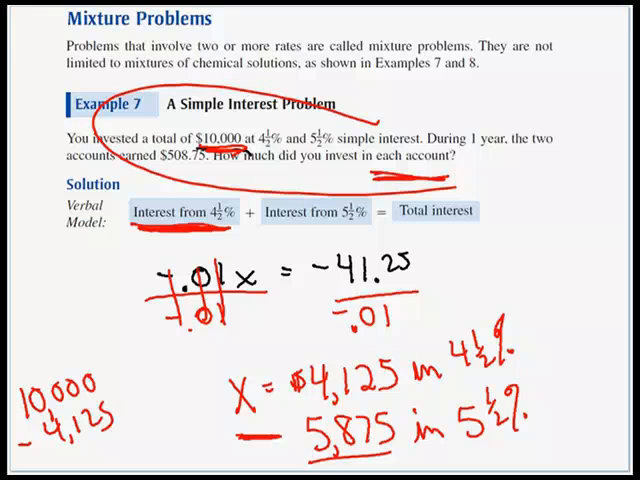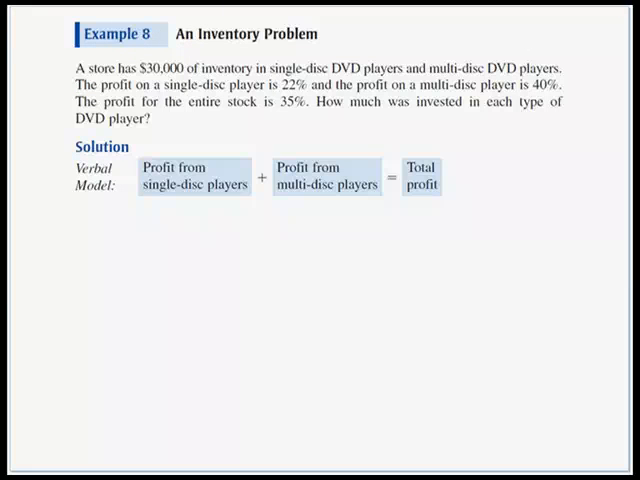Alrighty. Another mixture problem, I think, in example 8. And this one is inventory. A store has $30,000 in inventory in single-disc DVD players and then in multi-disc DVD players. The profit margin on a single-disc player is 22%. The profit on a multi-disc player is 40%. The profit for the entire stock in the warehouse is 35%. So how much is invested in each type of DVD player?